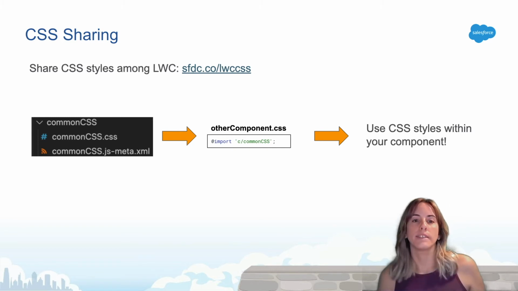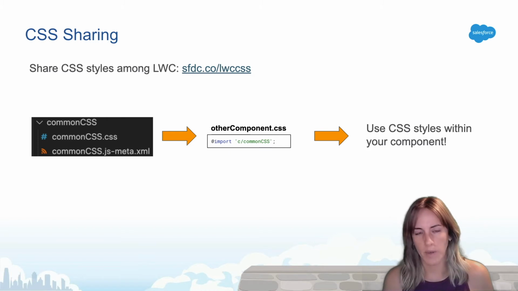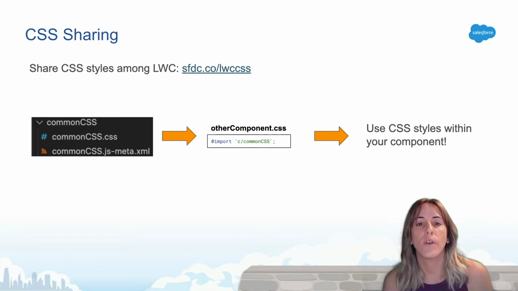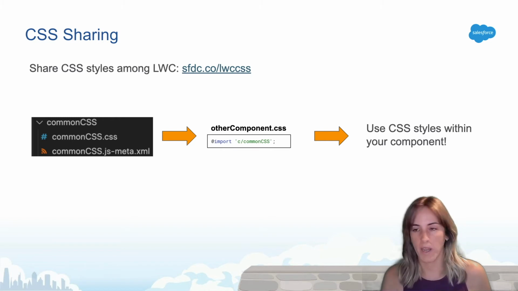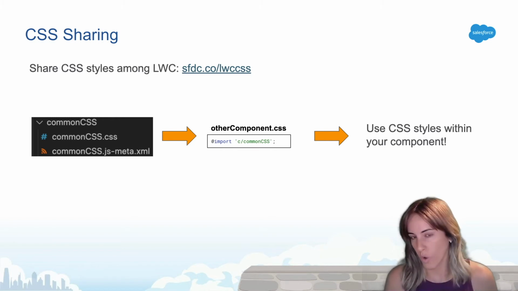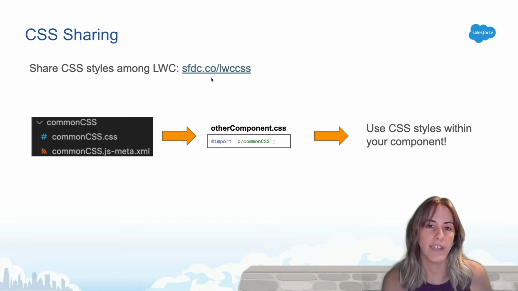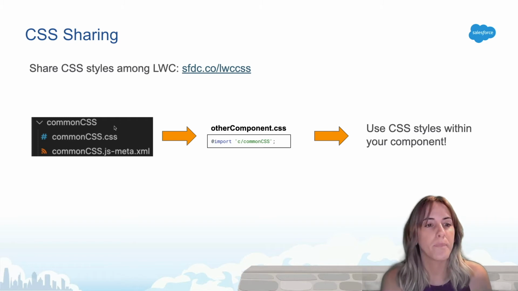Okay, what else? Well, there is something that has been released with Summer, which is CSS sharing. Now you can create a CSS-only module and share it among different Lightning Web Components. This is very useful to reuse styles that are going to apply to several components on the same page or on the same application, right? And there you have the link to the release notes if you want to read them.